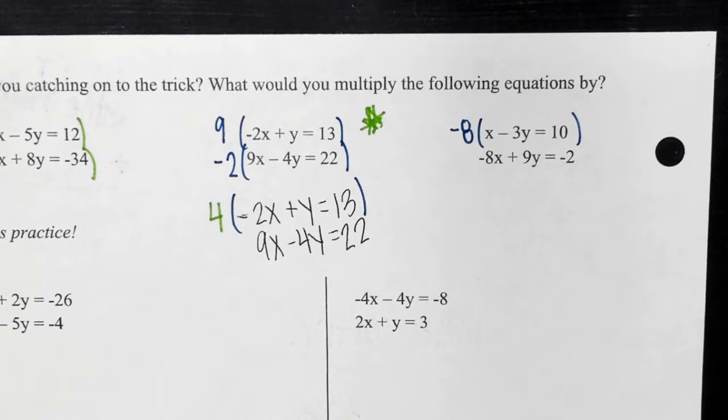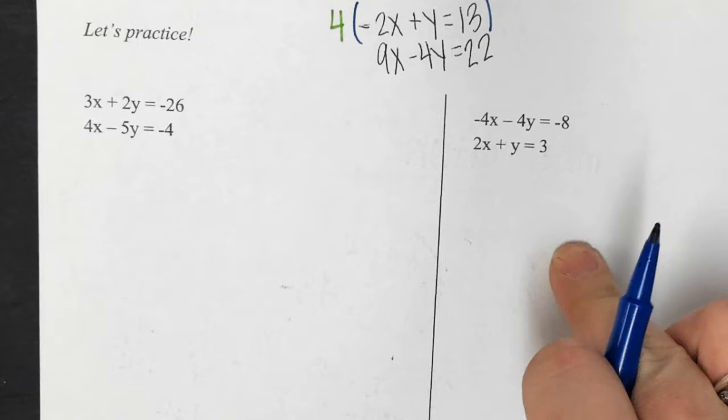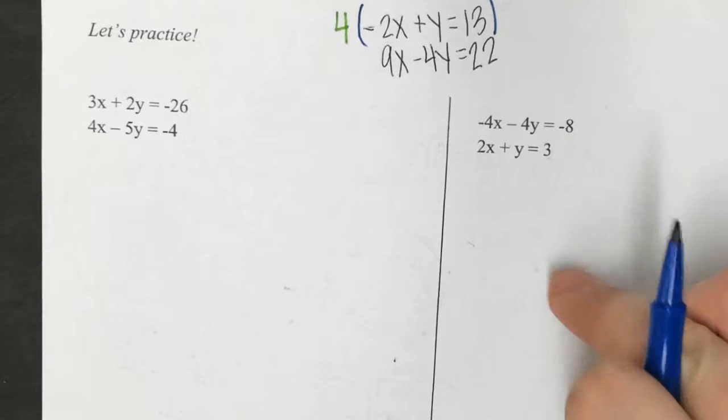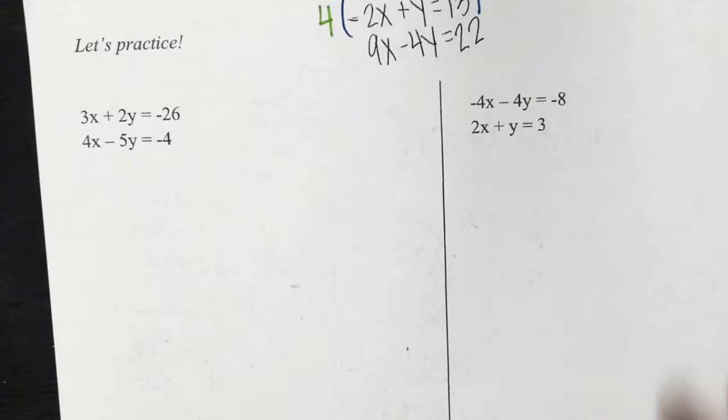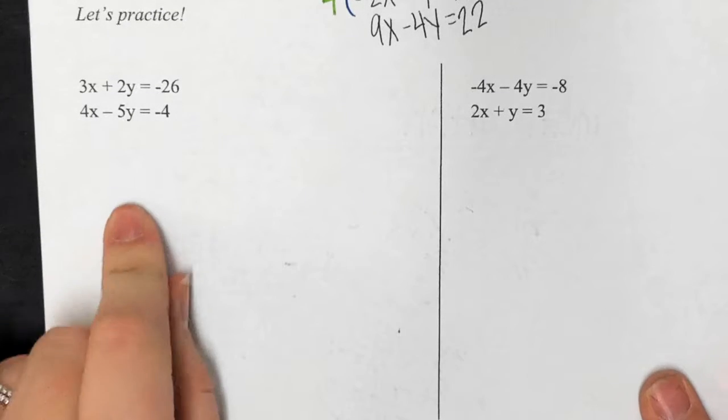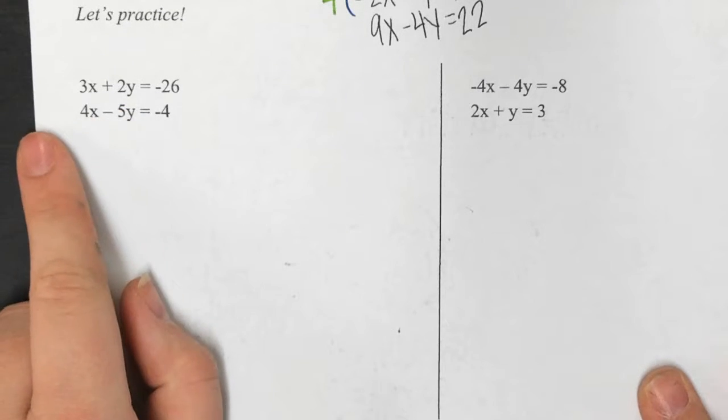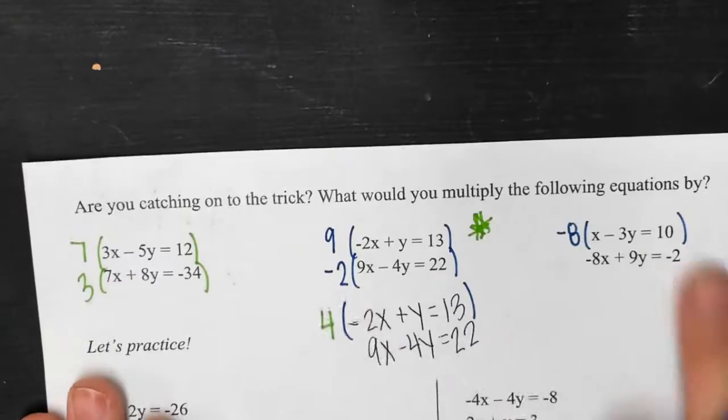Alright, I'm going to do one more with you. One more. Then you're going to do this one on your own. Then I'm going to give you your homework once I see this one's correct. Alright. Here we go. Yep, just like yesterday. That's all I wanted us to do.